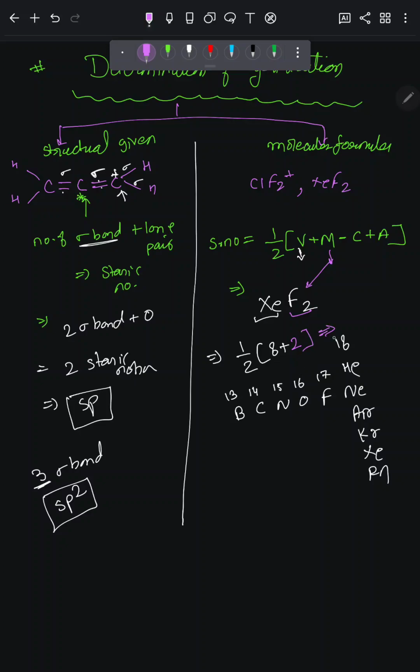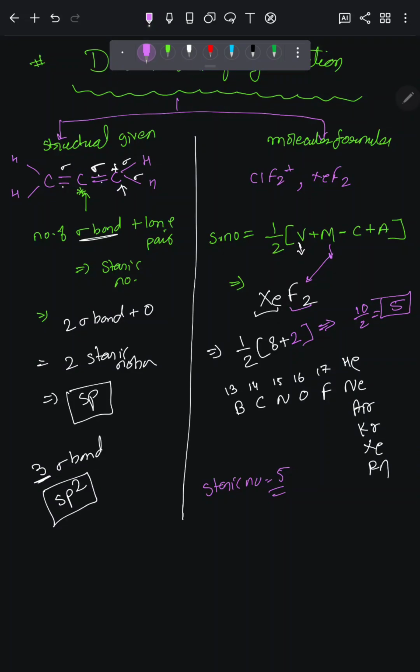Now let's calculate this equation and we get 10 upon 2, which is equal to 5. So the steric number is 5 for the XeF2 molecule. Its hybridization will be sp3d for steric number 5, and its geometry will be trigonal bipyramidal.